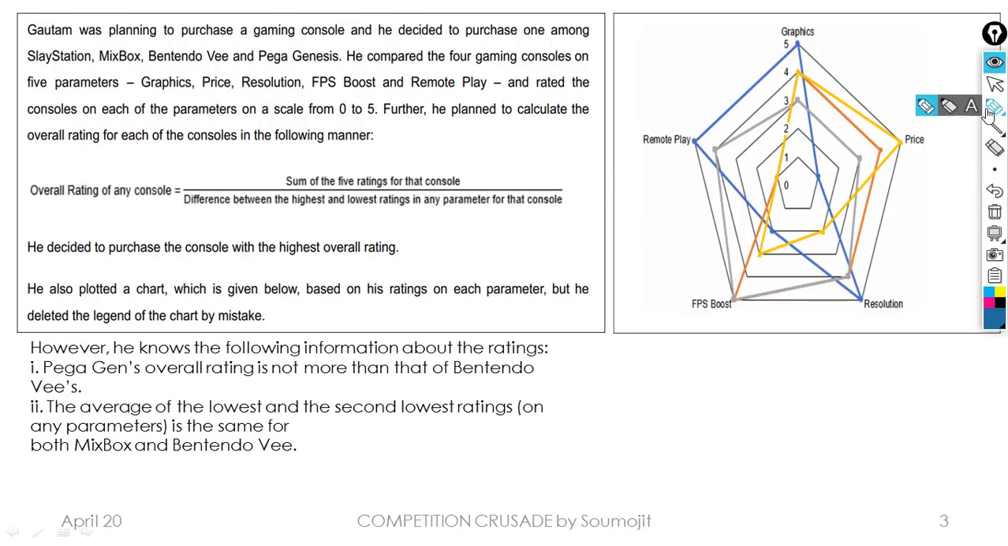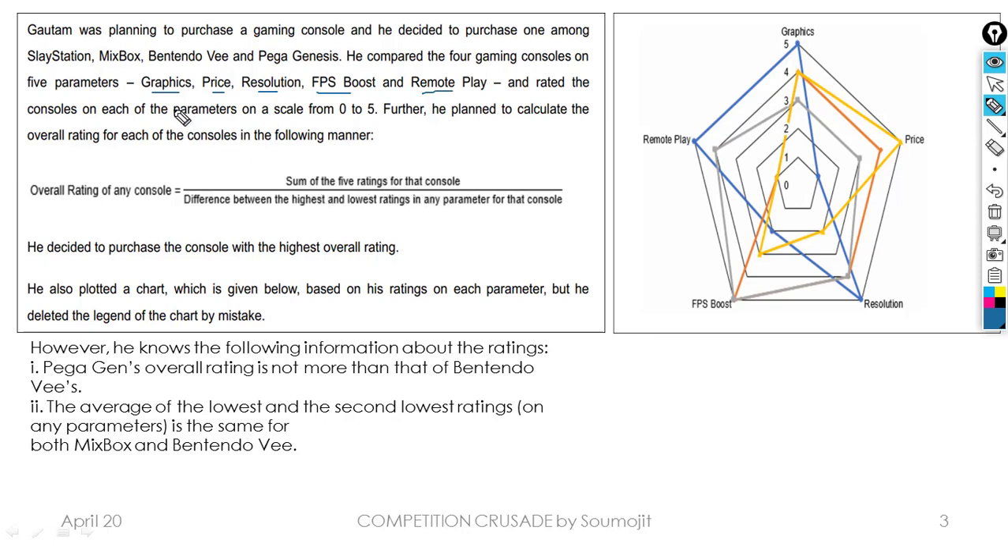Alright, so what it says is Gautam was planning to purchase a gaming console and he decided to purchase one among PlayStation, Minibox, Nintendo Wii and Sega Genesis. He compared the 4 gaming consoles on 5 parameters, that is graphics, price, resolution, FPS boost and remote play, and rated the consoles on each of the parameters on a scale of 0 to 5. Further, he planned to calculate the overall rating for each of the consoles in the following manner. So there's a formula given.